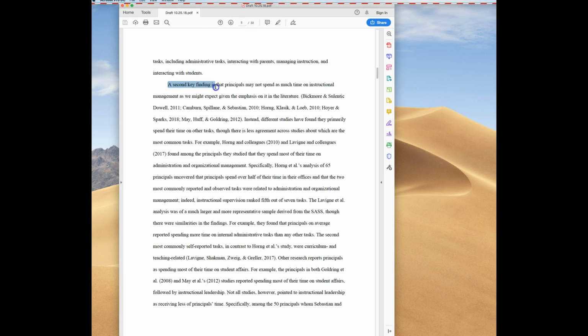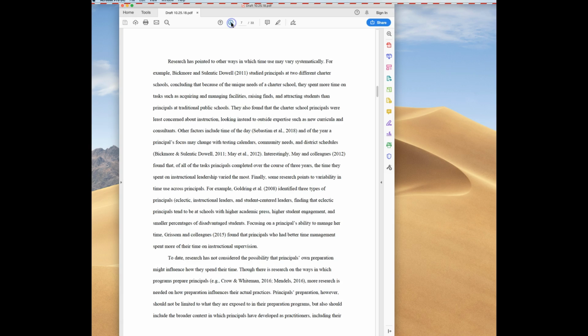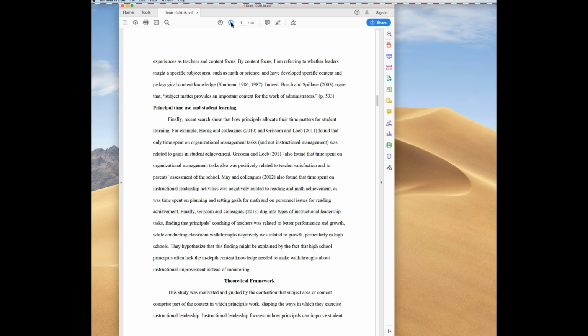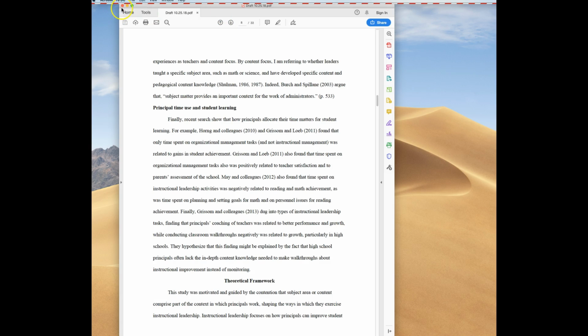Second point here, a second key finding is principals may not spend as much time on instructional leadership as we had expected. And here these studies support that general finding, and then I break it down a little bit further than that. Variation in principal time use and student learning. So that was in the outline. I hadn't filled that out yet. There it is. And then the theoretical framework. So I hope this has been helpful to give you an idea of how you might go about organizing your lit review.